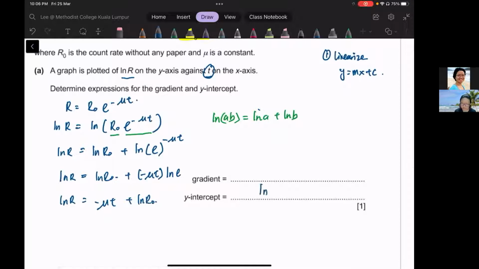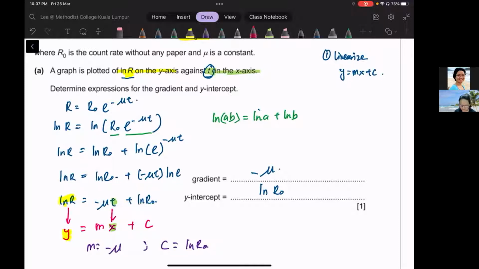Certain people, very big brain ones, don't need to do that many steps. If you are very familiar with the equation, somewhere in the middle you already know what you need to do. But if not, you can always compare with your good old y equals mx plus c. This is your y-axis, and this is your x-axis, in this case the t-axis. So your gradient m will be equal to negative mu, and your y-intercept is ln R0.